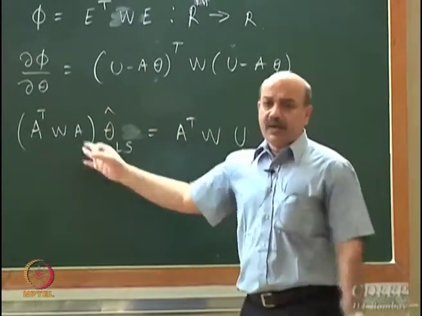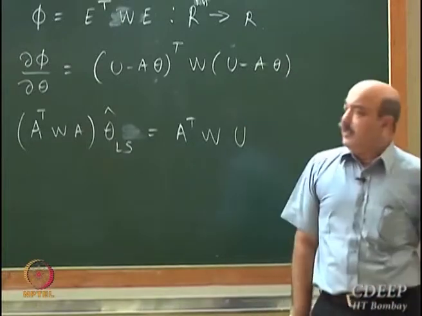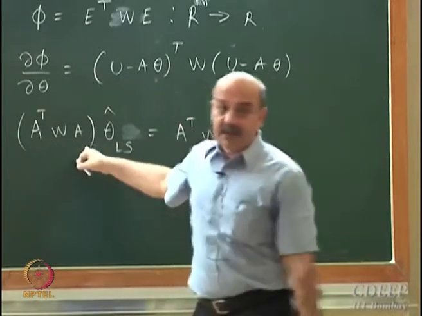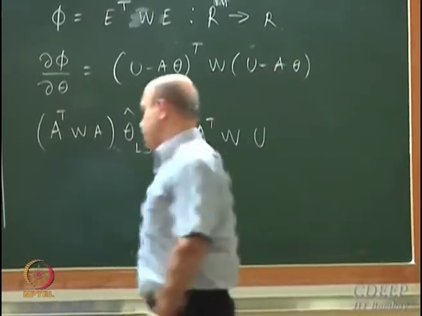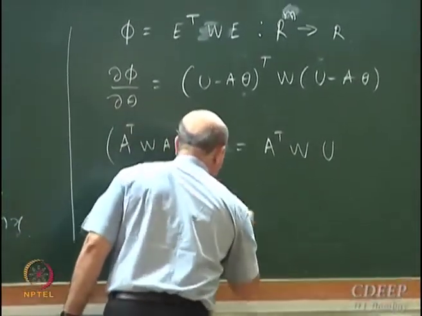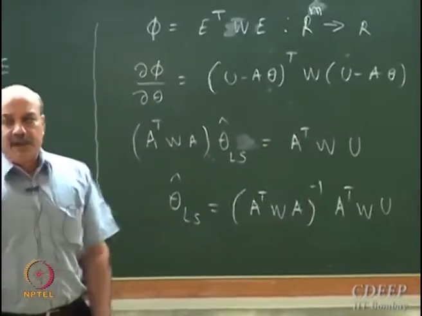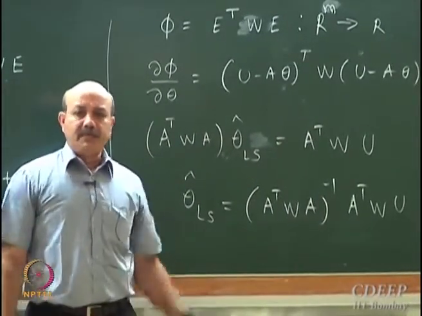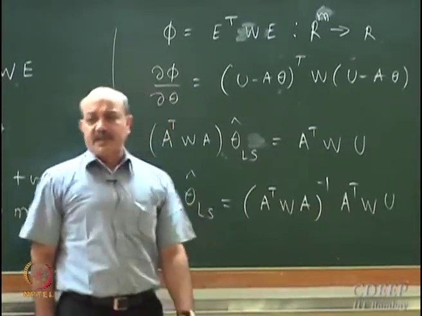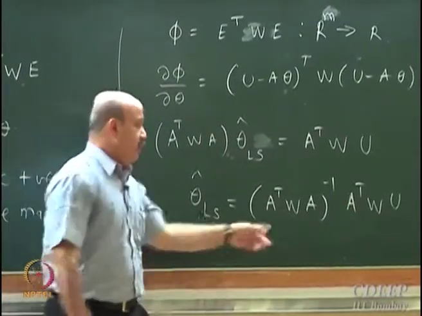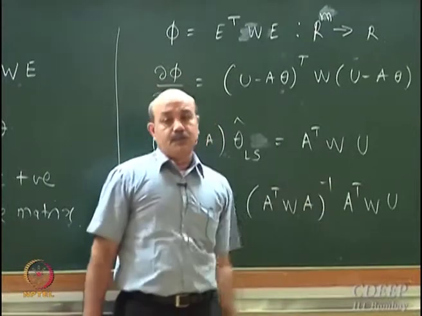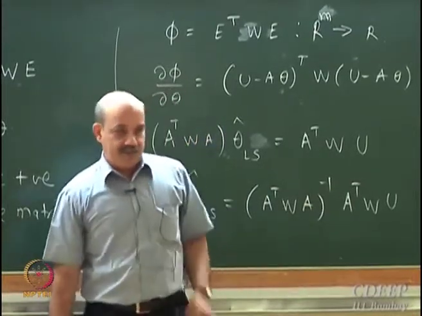Okay, and finally we argued that if columns of A are linearly independent, then this matrix is invertible. This is a symmetric, positive definite matrix, a very nice matrix, and my least square estimate can be written as theta least square equal to (A transpose WA) inverse A transpose W U. We also looked at the special case when W is equal to I. When W is equal to I, (A transpose A) inverse A transpose is called the pseudo inverse of matrix A.